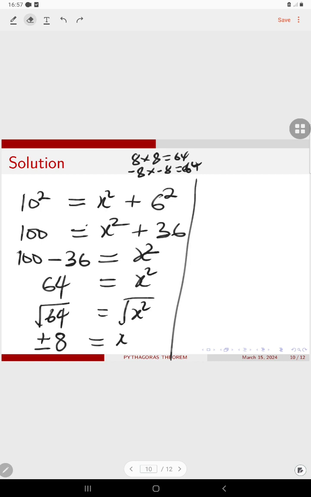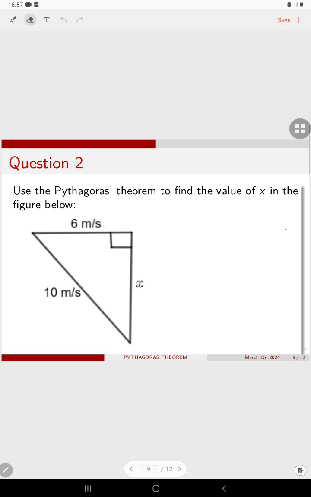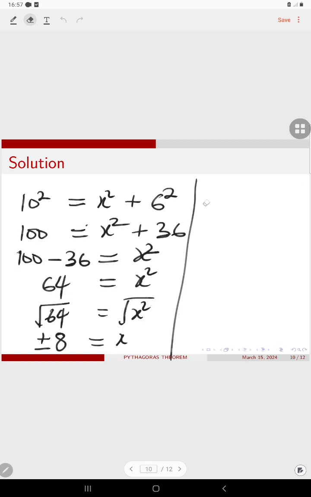Okay? Good. But because we are dealing with length, we take the absolute value. It's a positive answer. So I will take the positive answer. I won't write plus or minus. So I will say x is equal to 8. And the unit in the diagram is meter per second. The value of x is that.